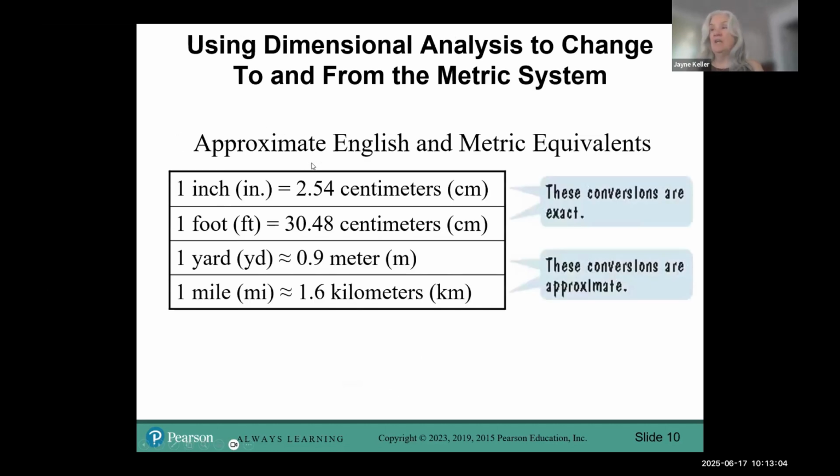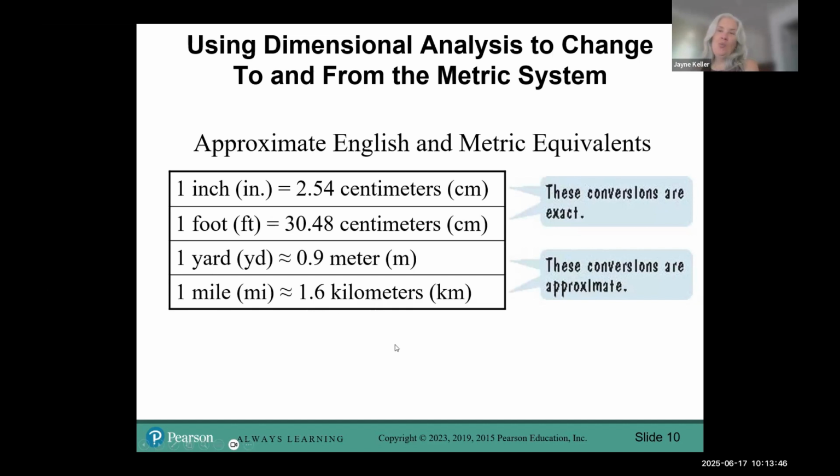And then we have some conversion factors that we use when we're converting between the English system and the metric system. The exact units are that 1 inch is 2.54 centimeters and 1 foot is 3.48 centimeters. Some approximations that we use that are really helpful is that a yard is about 0.9 meters. So that's not exact, but it's a good estimate if you want to get an idea. And then a mile is about 1.6 kilometers. And you maybe also heard that a kilometer is about 0.6 miles. So you can kind of use those to get quick approximations.